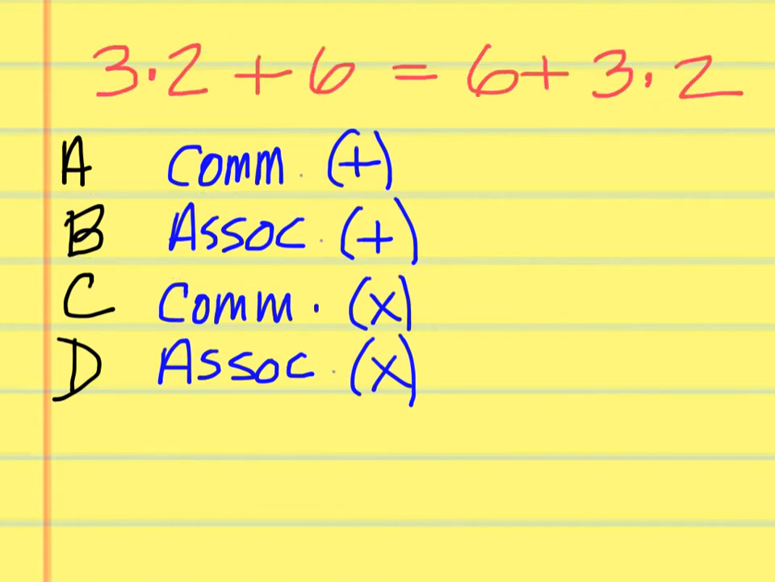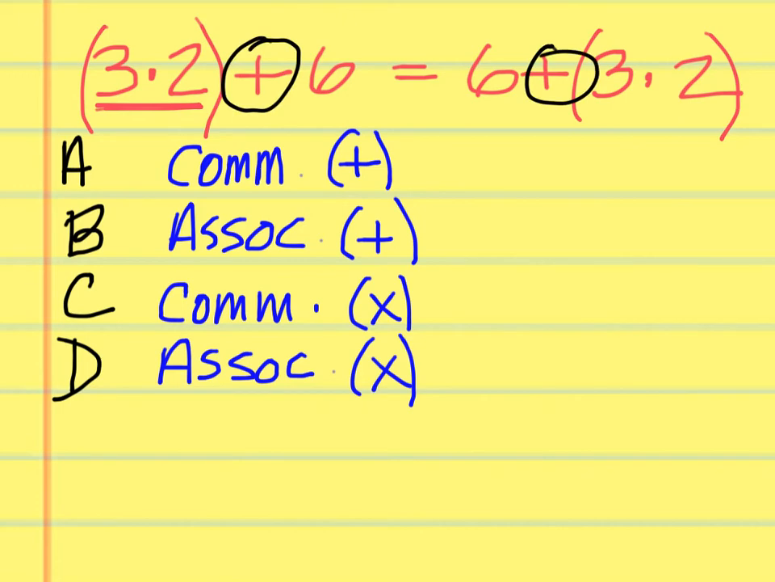Sometimes you will have to simplify these a little bit before you can come up with the property that's being illustrated. For example, 3 times 2. That is something that you have to do first because it's multiplication. You have to do that before addition. But notice where the 3 times 2 is at. It's on the left-hand side there, but on the right-hand side it moves over to the right. Look at the sign. Plus, plus.